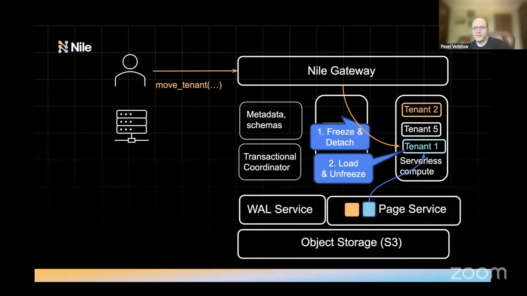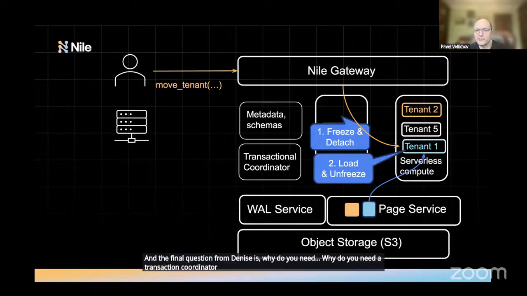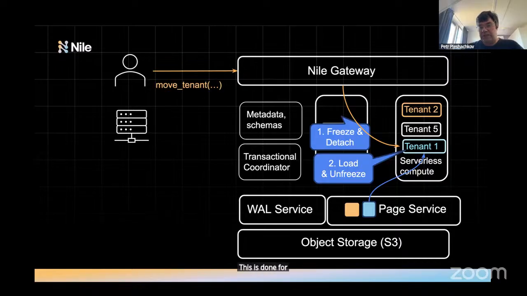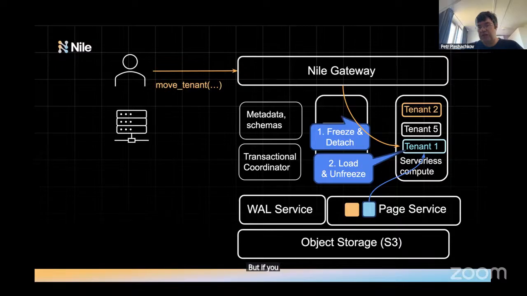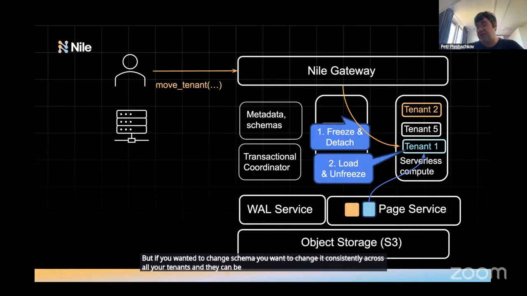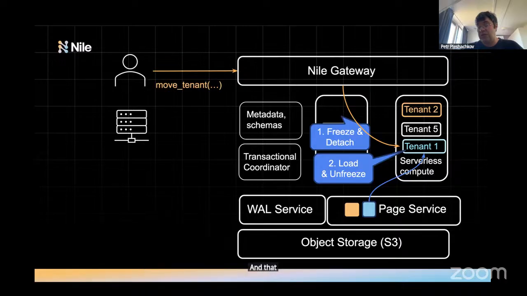And the final question from Denise is, why do you need a transaction coordinator? Can't you just round robin tenants over serverless Postgres instances, or is this done for fault tolerance? Yeah, this is done for schema migrations. When you work with a specific tenant, it's placed on a single Postgres, so there's no need for any distributed transaction. But if you want to change schema, you want to change it consistently across all your tenants, and they can be in even different regions. That's where you have a distributed transaction, and you have to make sure it's consistent. It's atomic and ACID. Got it.